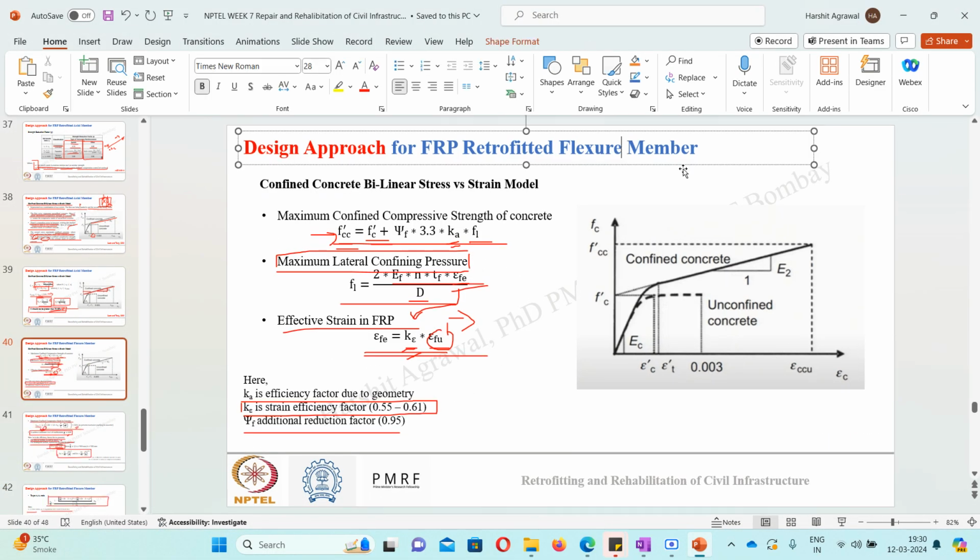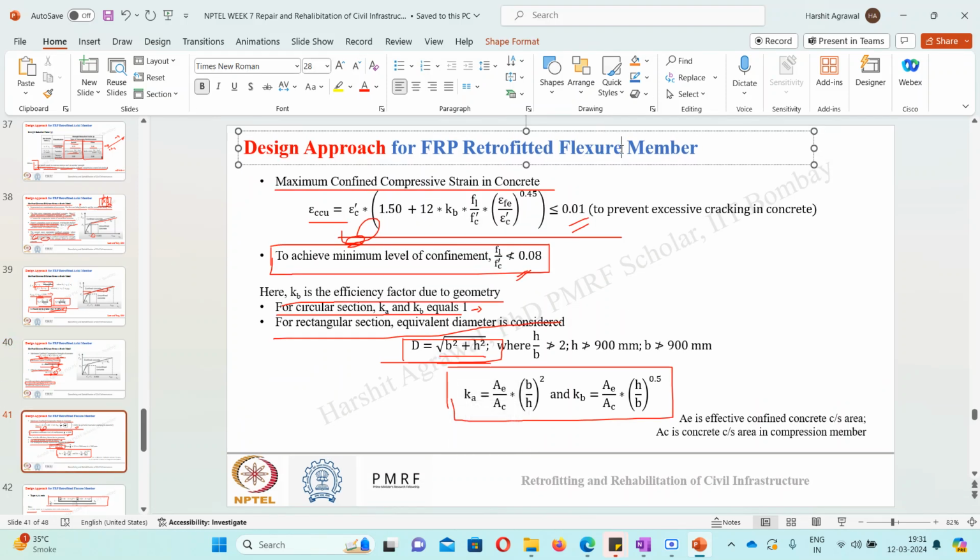Just to explain the application of these equations, let's see one numerical for axial strengthening also.